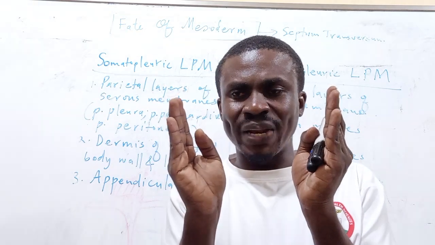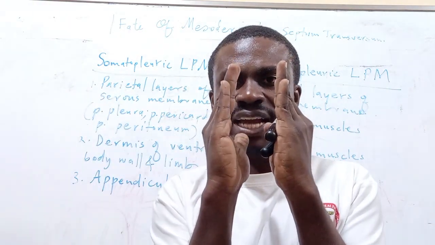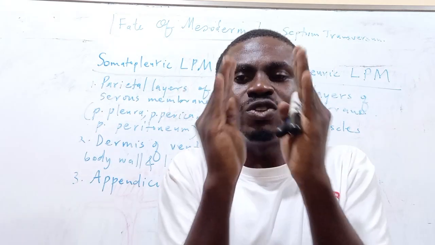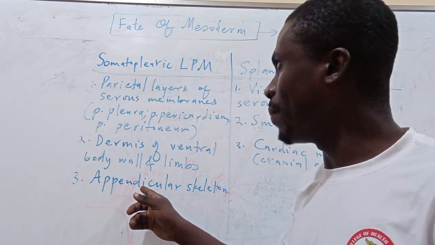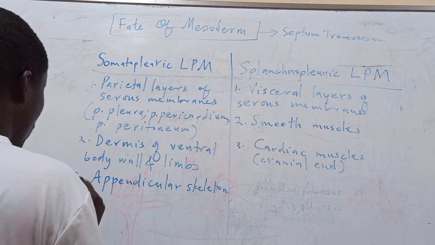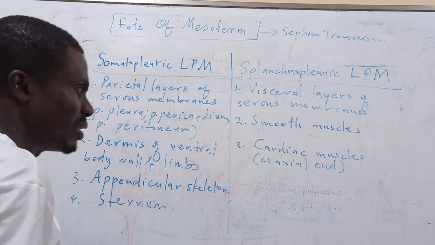So there are two plates with their own individual centers. Then eventually they fuse together, left and right. They fuse together because they come from the left and right parts. So let me add that one, including what we call the sternum.